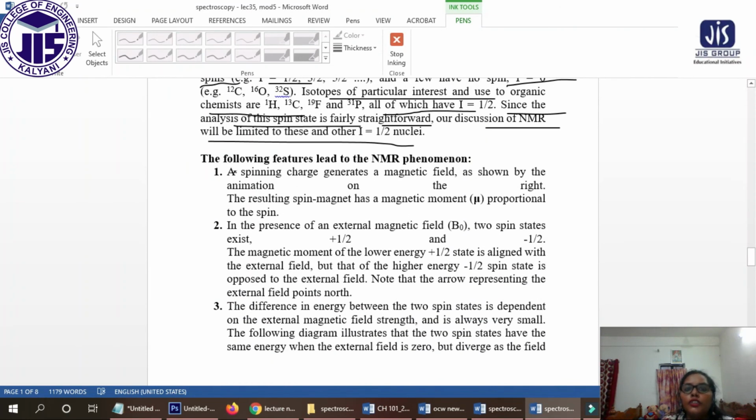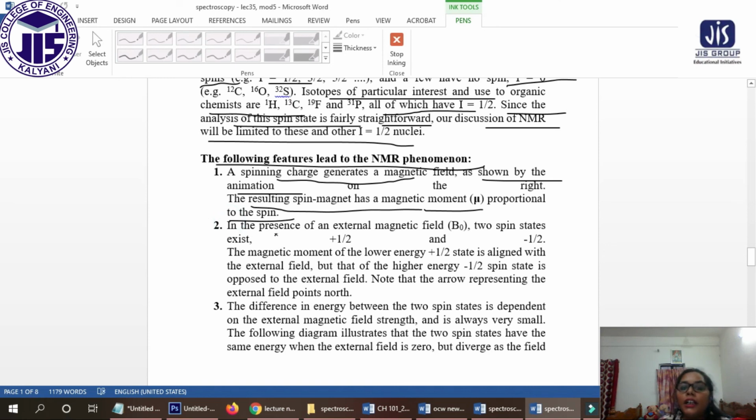Okay, so what are the features now? What are the features we have for the NMR phenomenon? A spinning charge generates a magnetic field, as shown by the animation. The resulting spin magnet has a magnetic moment mu proportional to the spin.